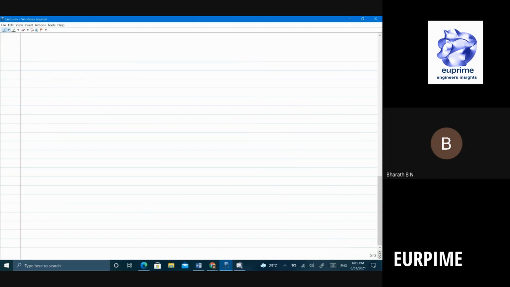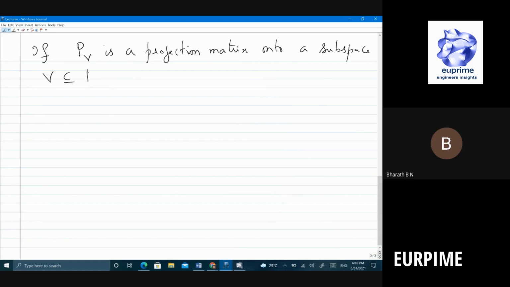If PV is supposed to be a projection matrix onto a subspace V, which is let's say a subset of Rn, then what are the properties that we need? PV v should be equal to v for all v in V, right? If you take a vector v in V and ask you to project onto V itself, you should get the same vector, right? You take a vector on the plane and ask you to project onto the plane, then you should get the same vector, right?